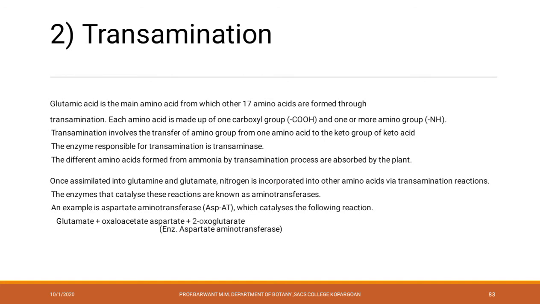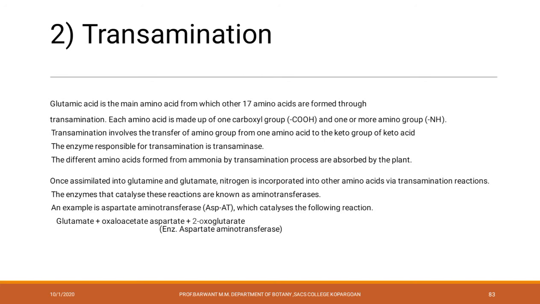Reductive amination is nothing but the reduction of ammonia into an amino acid like glutamate in the presence of GDH. NADPH is converted into NADP. That is overall the reductive amination process.